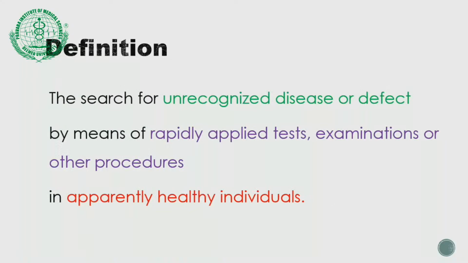So, we define screening as the search for unrecognized disease or defect by means of rapidly applied tests, examinations or other procedures in apparently healthy individuals. The search for unrecognized disease or defect. How do we search this unrecognized disease or defect? We search it by means of some rapidly applied tests, examinations or procedures. And in whom do we conduct this search? We do it in apparently healthy individuals.